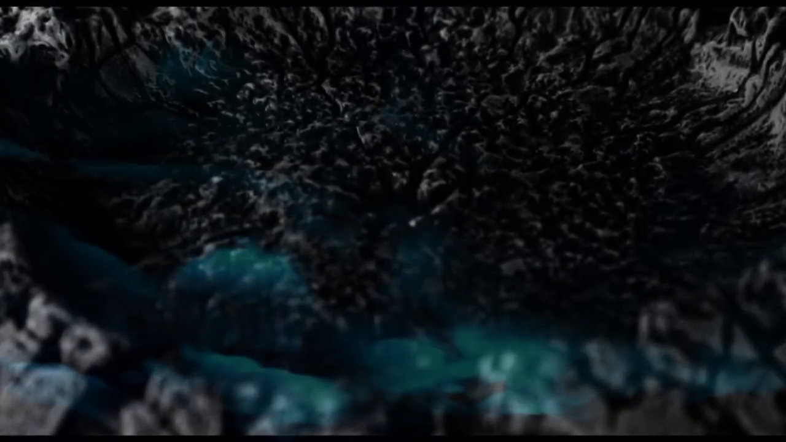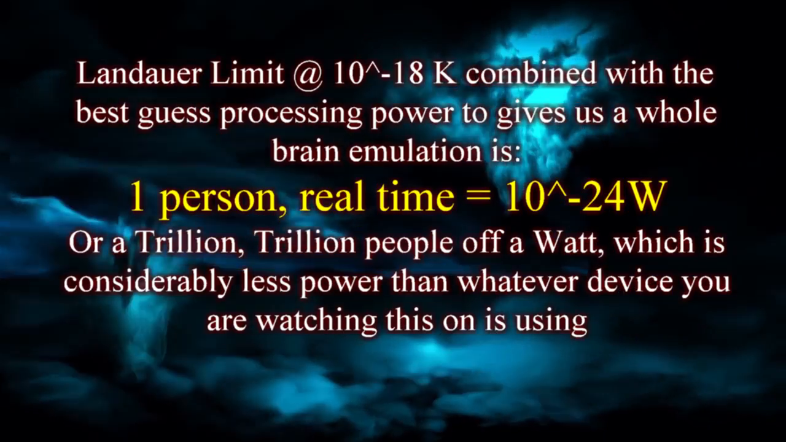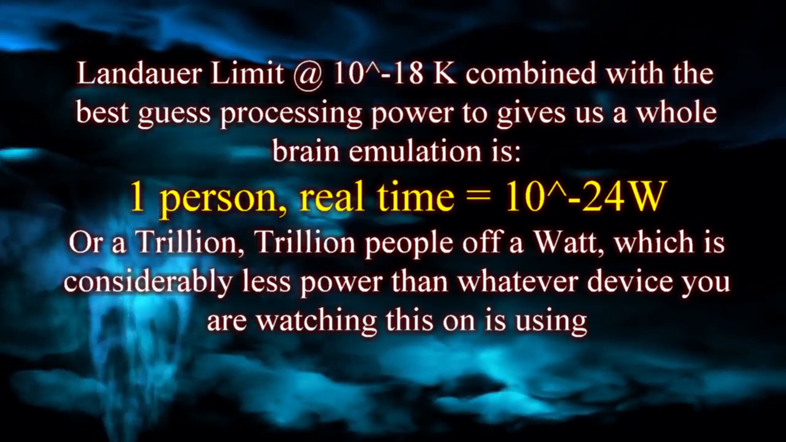One person, digitized of course, could run on 1 millionth of a watt at the current minimum temperature, meaning they could run at 1 millionth of a billionth of a billionth of a watt, 10 to the negative 24 watts, at that 10 to the negative 18 Kelvin.